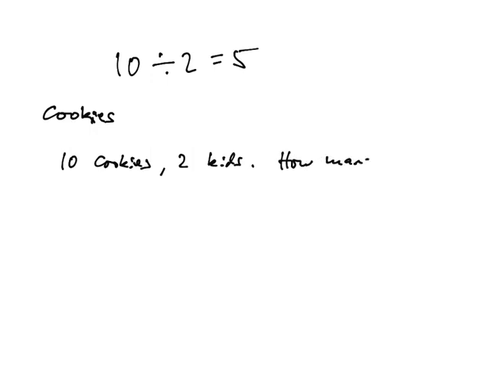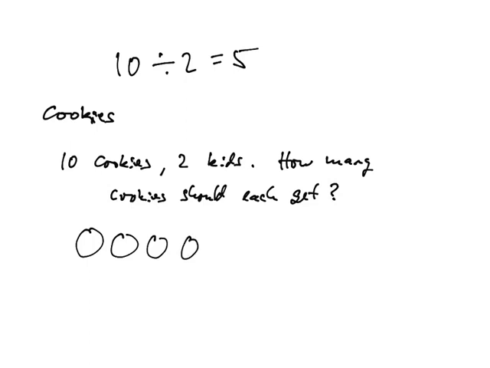So how many cookies should each get? Most people think of that as the one and only question that you can ask. So here are the cookies: 1, 2, 3, 4, 5, 6, 7, 8, 9, 10. Maybe they're chocolate chip cookies.